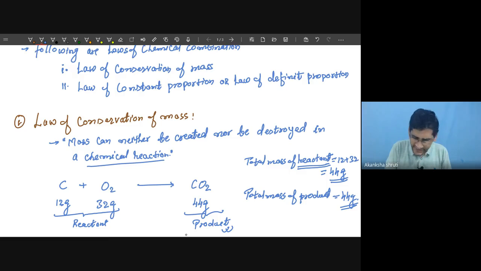So C stands for carbon, O stands for oxygen, but oxygen always exists as O2, so we are writing O2. Why O2? Why not O? These things we will learn later in this chapter. Then it was observed that this carbon and oxygen combine to form a new compound, carbon dioxide, and the formula for carbon dioxide is CO2. It was observed that the mass of CO2 is 44 gram.